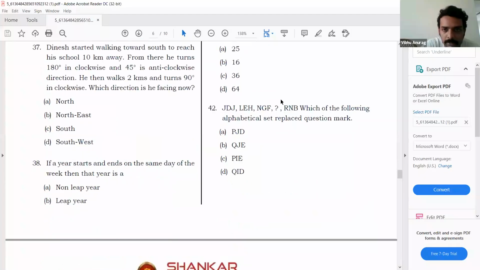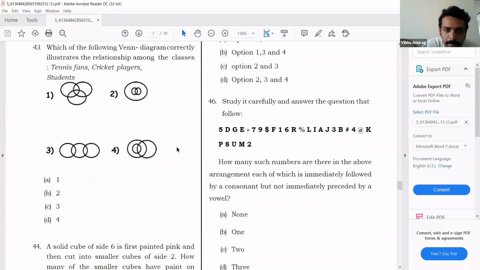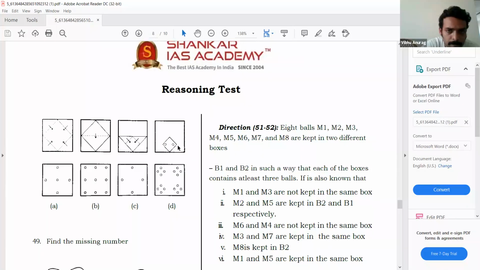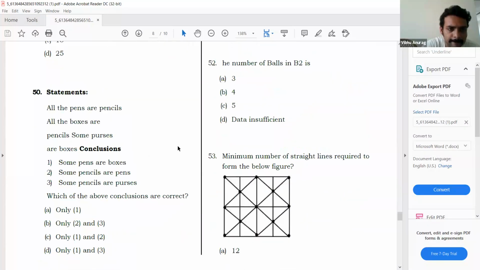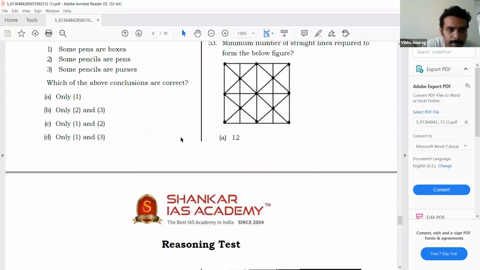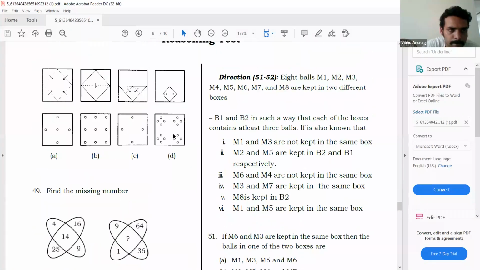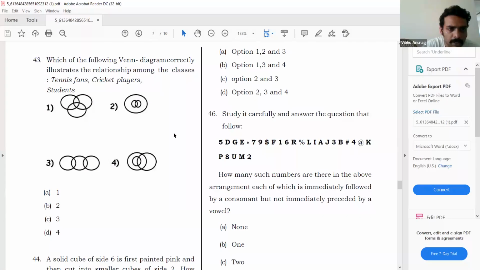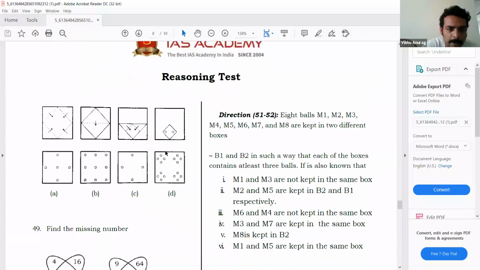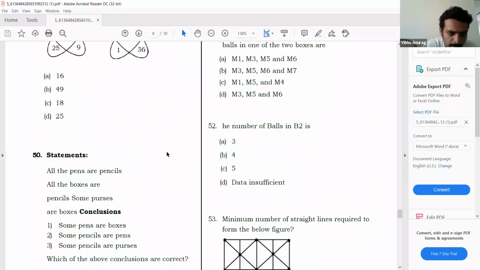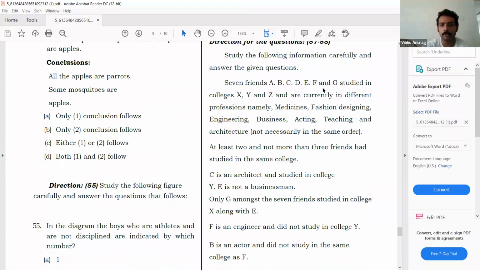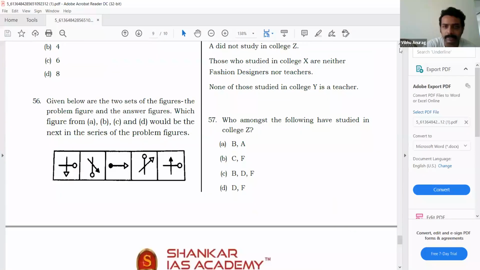Let's just get the mistakes out of the way. Seems all correct. 43 is correct. There's no problem with 43. The rest of them are all correct. So let's do question 37 onwards.